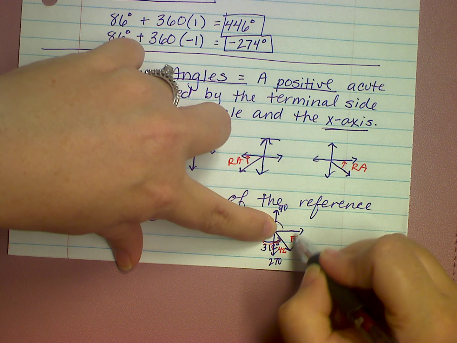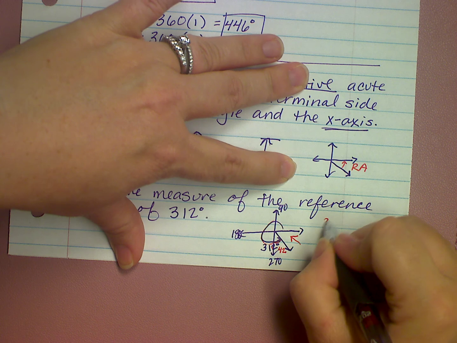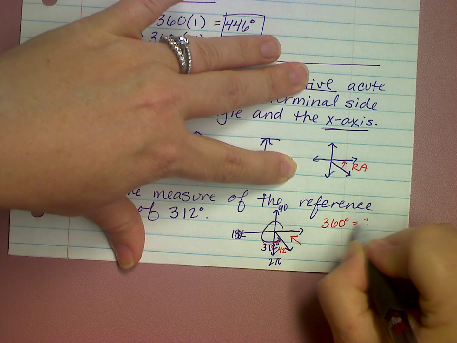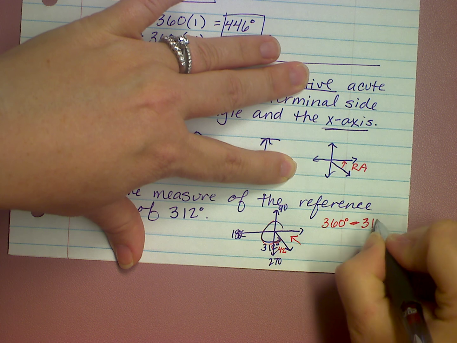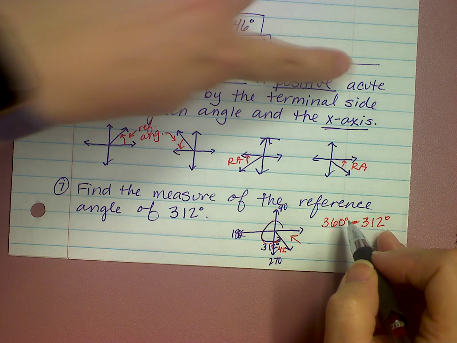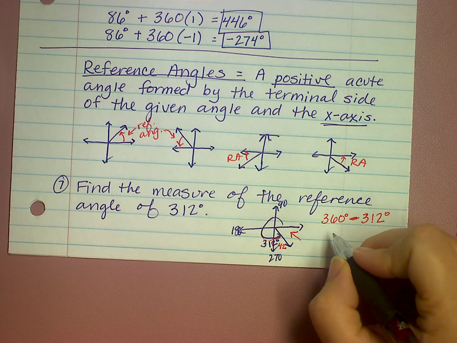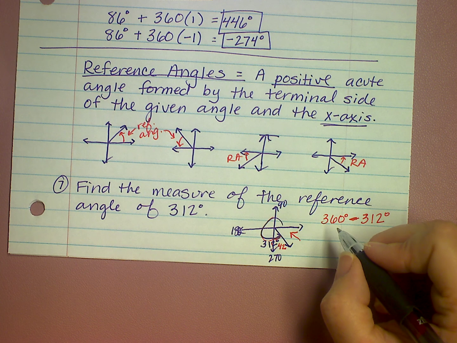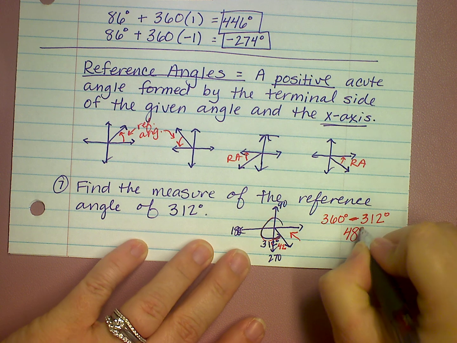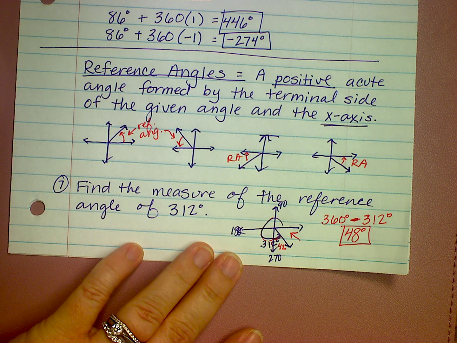And then I could figure out this by subtracting from 90. Or, in this particular case, I think it's going to be easiest to take the full rotation and subtract the angle. Because will that give me a positive acute angle? And it will leave me with that, right? So what is 360 minus 312? 48 degrees. That is my reference angle for a 312 degree angle.